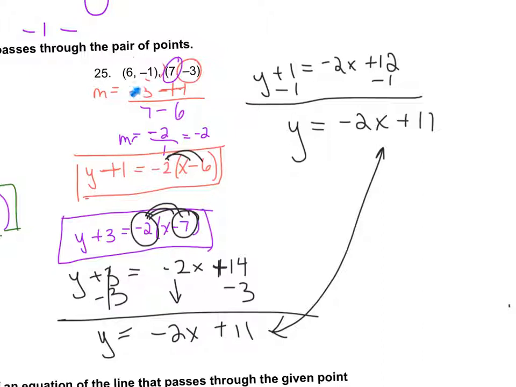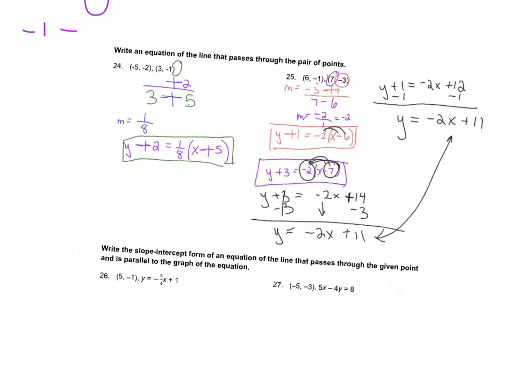So either one, if you would have written with this point and plugged in point slope, or you would have chosen this point and plugged it into point slope, the red equation and the purple equation are both the same equations, as you could see, because they both give you the same exact slope-intercept equation once you simplify it.